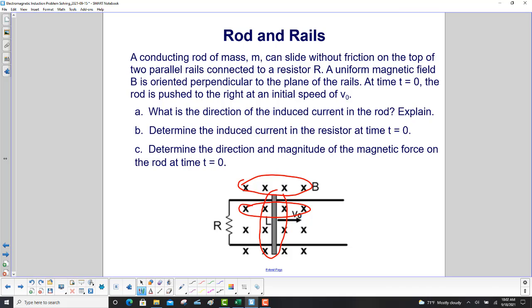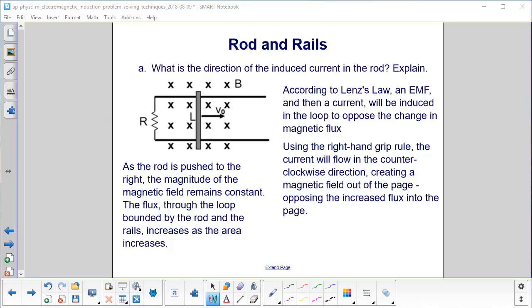Explain. B. Determine the induced current in the resistor at time t equals 0. And C. Determine direction and magnitude of the magnetic force on the rod at time t equals 0. What is the direction of the induced current?